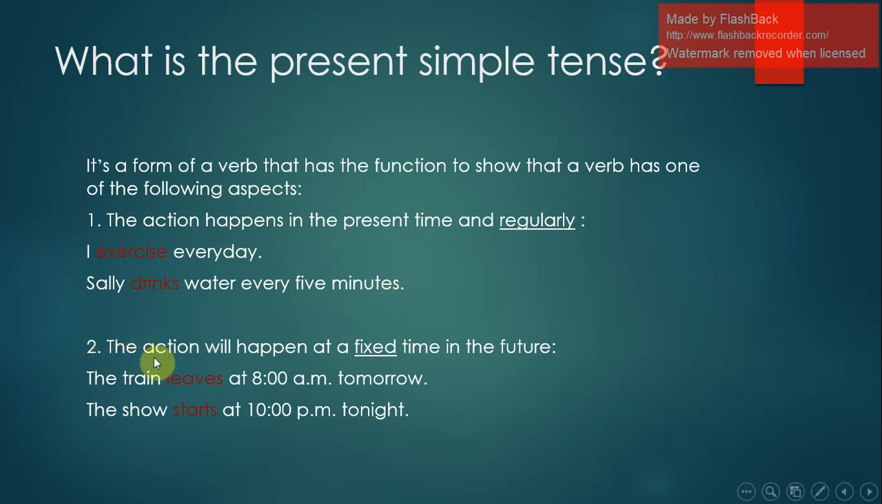Or we want to show that the action will happen at a fixed time in the future. For example, the train leaves at 8 a.m. tomorrow. The show starts at 10 p.m. tonight. Well, this means that we have a schedule for this thing to happen, and we are certain it will happen at this particular time. We have learned this in the future forms when we use the present simple tense.